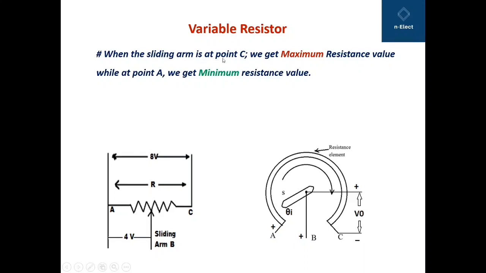So when the sliding arm is at point C, we get the maximum resistance value, while at point A, we will get the minimum resistance value.